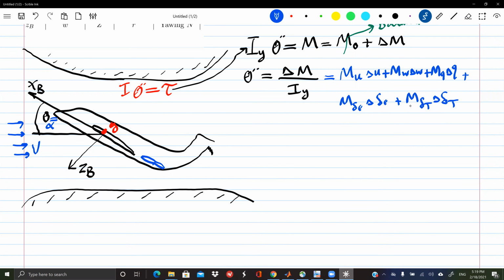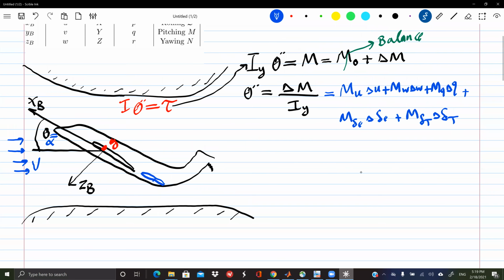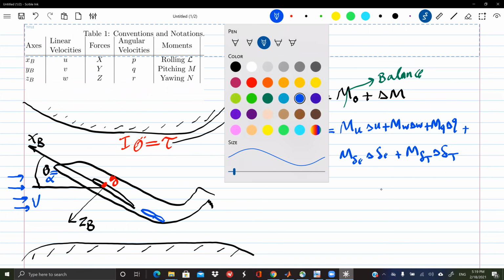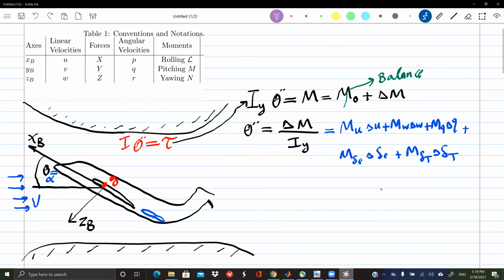But this is in general in free flight. This is the most general expression for the delta M, the change in pitching moment from an operating point like cruise. We are in the wind tunnel, so some things will go away. Like what? Like no thrust. I'm not playing with the engine at the wind tunnel, and the speed is fixed at the wind tunnel. These are zeros.